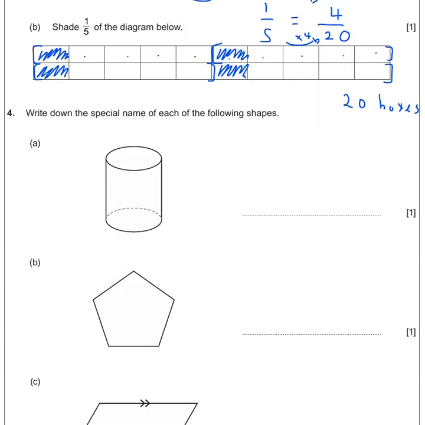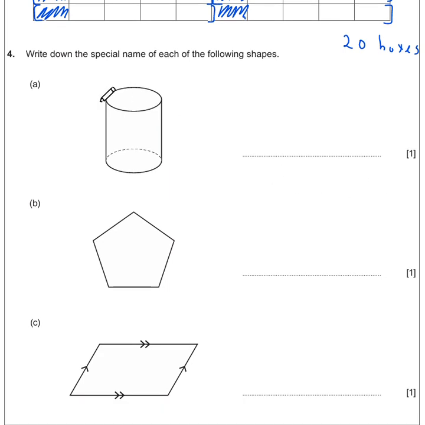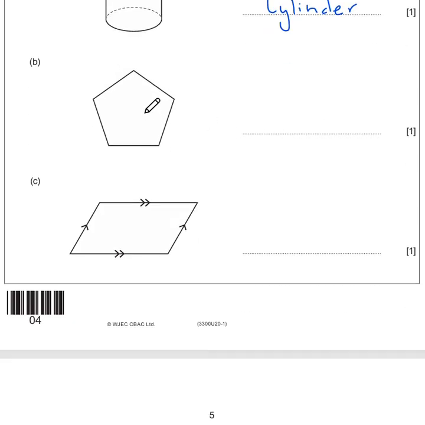Okay, moving on. We've got to write down the special name of the following shapes. This one here is a cylinder. Let's have a count of how many sides we've got for this. So we've got 1, 2, 3, 4, 5. So 5 sides. That means it is a pentagon.